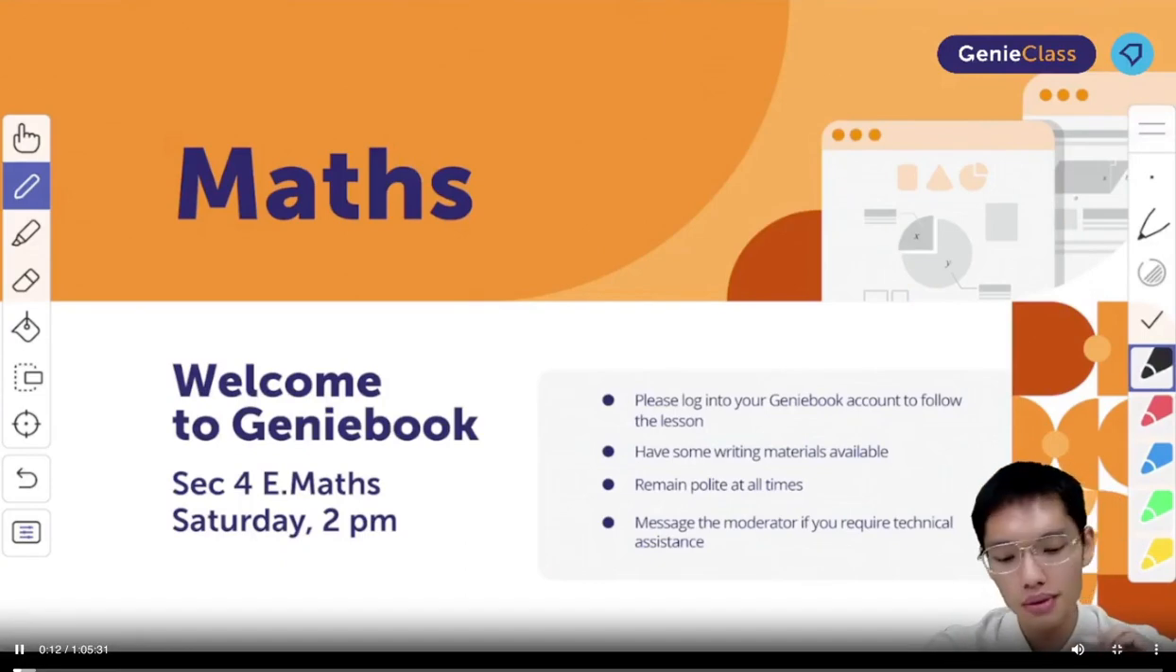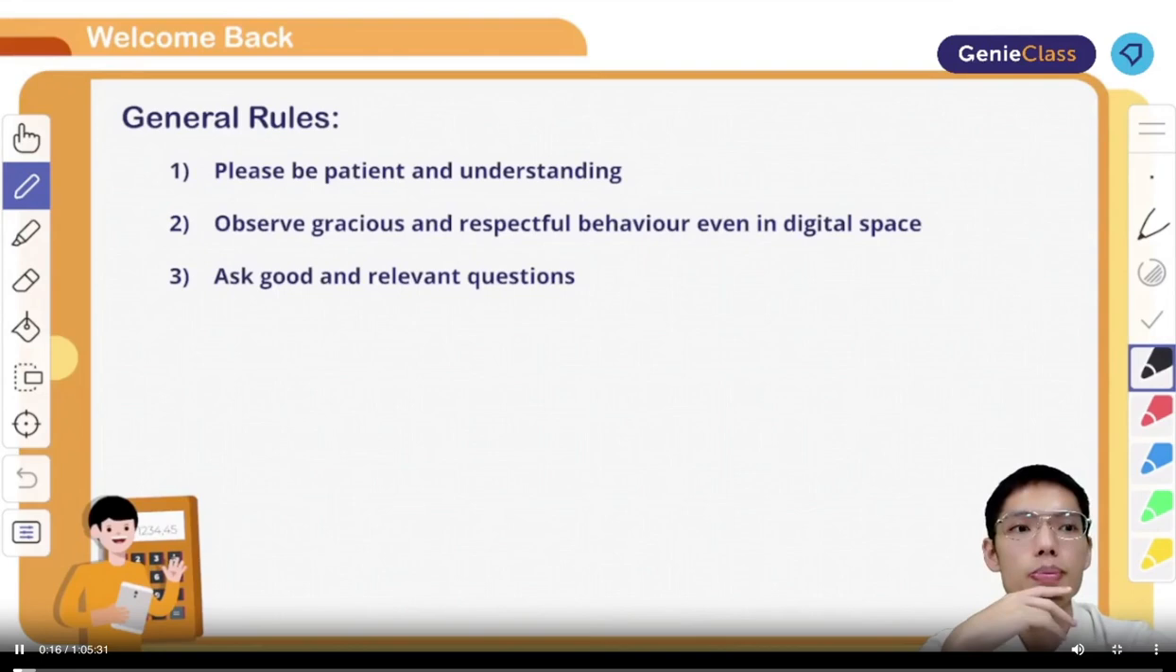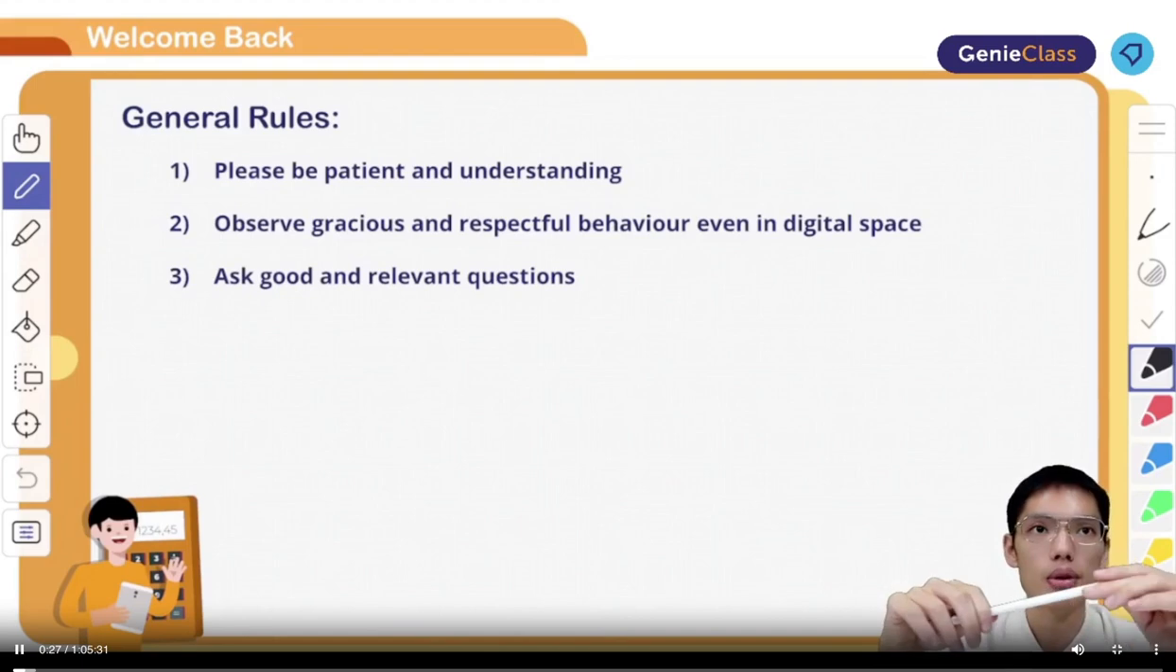Alright, so I believe you guys know what we are doing, but again, just some formalities. General rules: just be patient and understanding. Observe gracious and respectful behavior, even in digital space. So as you are typing, which I recommend you all to if you need any help, along the way at times I will put in some mini Q&A sessions if you all need. And lastly, ask good and relevant questions.